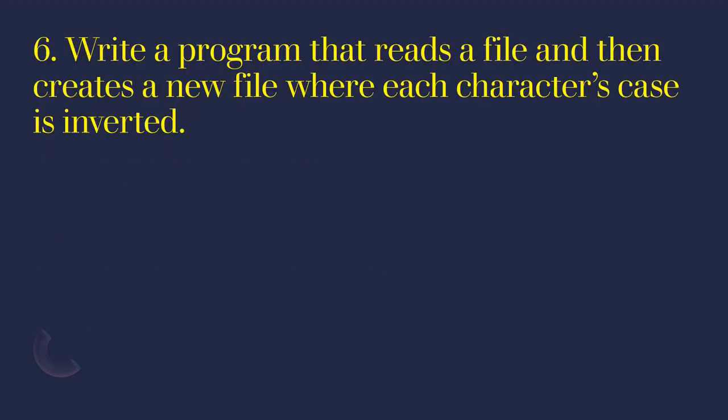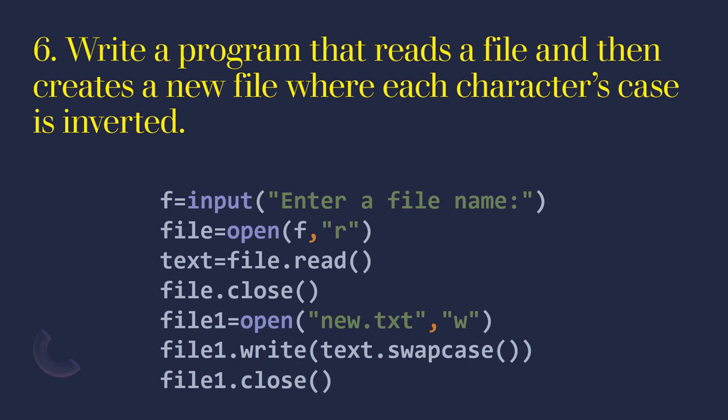Now write a program that reads a file and then creates a new file where each character's case is inverted. So here you can see first the same thing. The user has to enter a file name, and the file has to be opened in read mode. And once the file is read, it will be closed. Now we will open one more file. Let's say the name is new.txt, and this is opened in write mode. And here the content of the file will be written in inverted case.